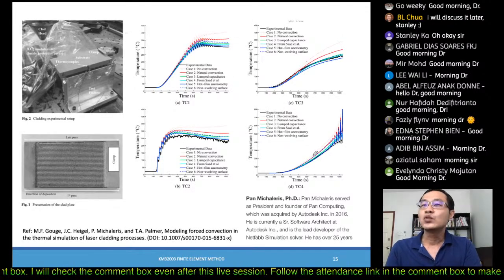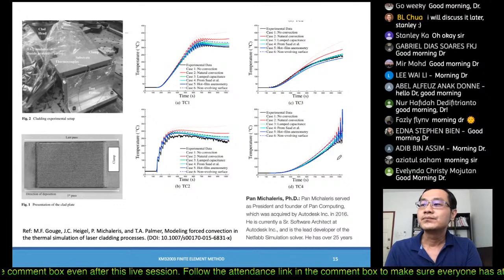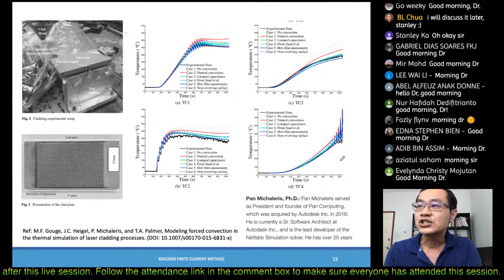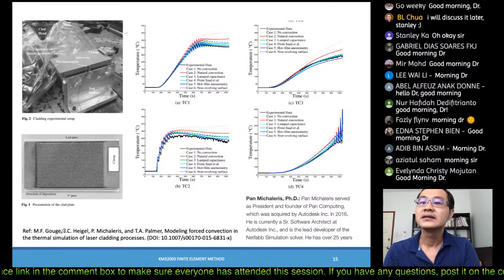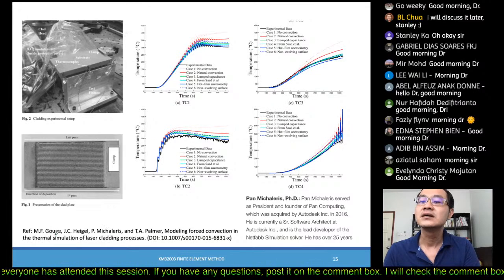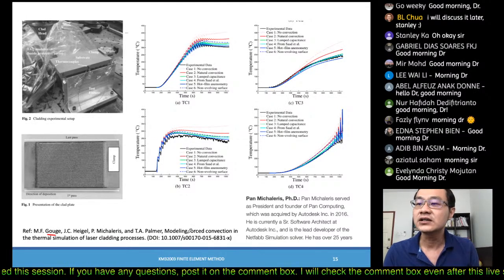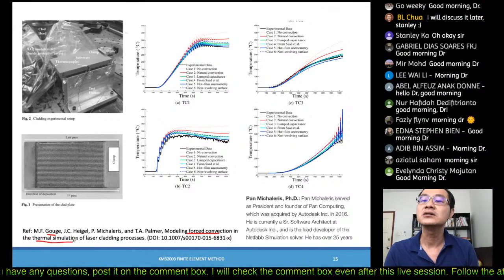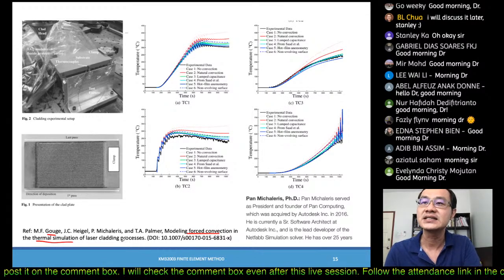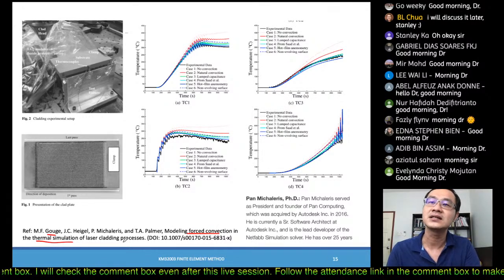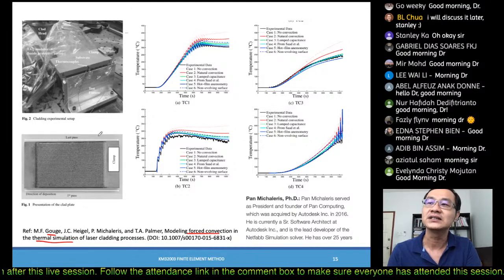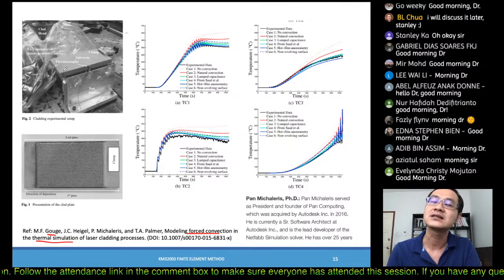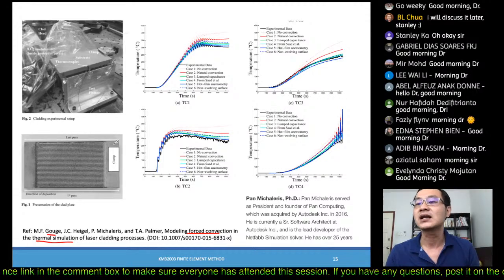These are pictures extracted from one of the papers by Professor Micheleris' team. It is about modeling the forced convection in the thermal simulations of a laser cladding process. Laser cladding is just adding a material on top of a base, which we call the substrate. So it is a cladding process.